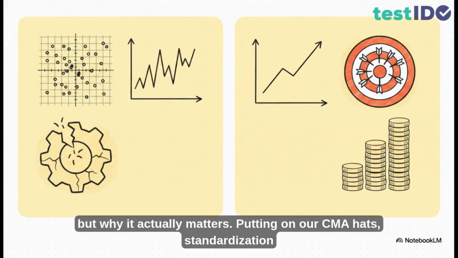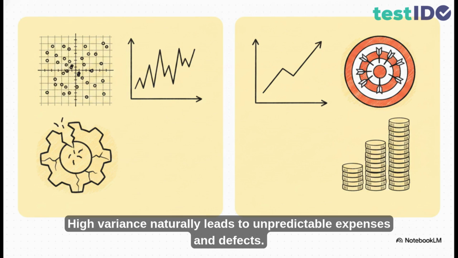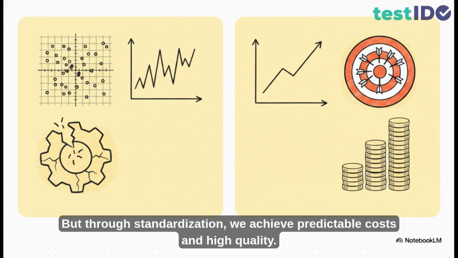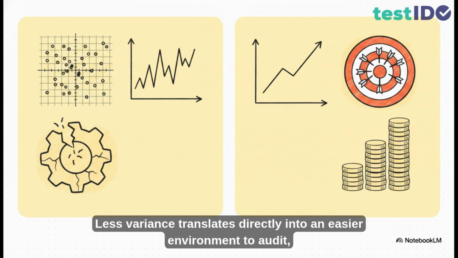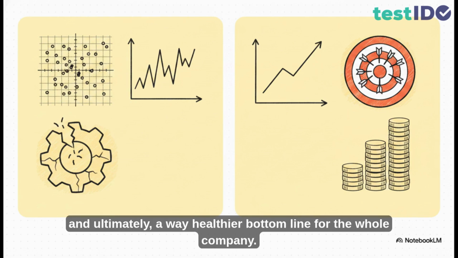Putting on our CMA hats, standardization is really all about one thing: reducing variance. High variance naturally leads to unpredictable expenses and defects, but through standardization, we achieve predictable costs and high quality. Less variance translates directly into an easier environment to audit, much tighter budget controls, and ultimately, a way healthier bottom line for the whole company.